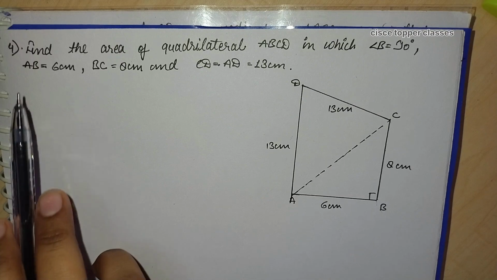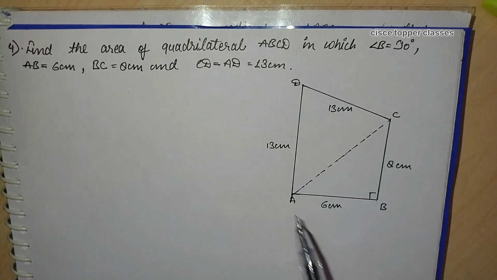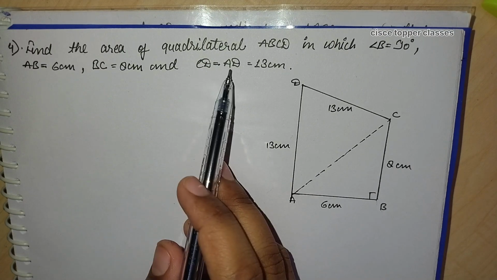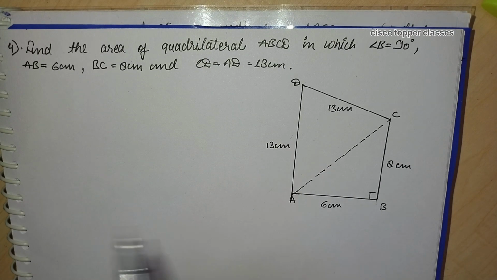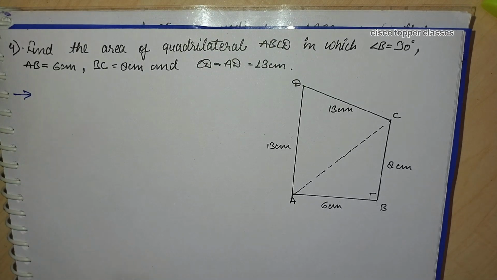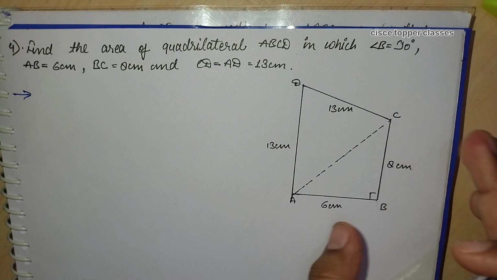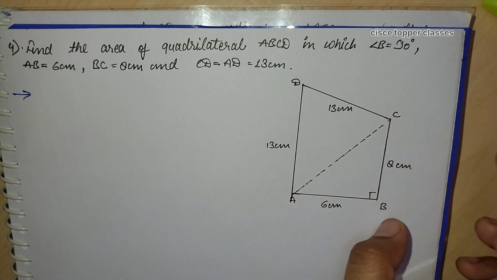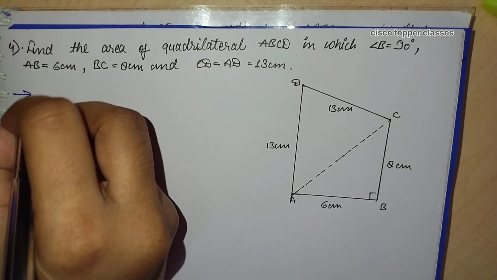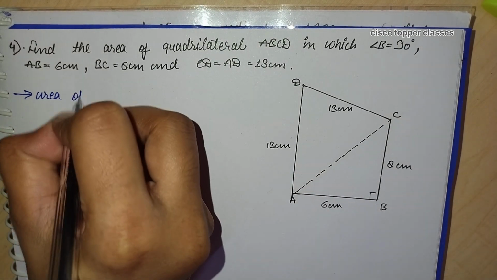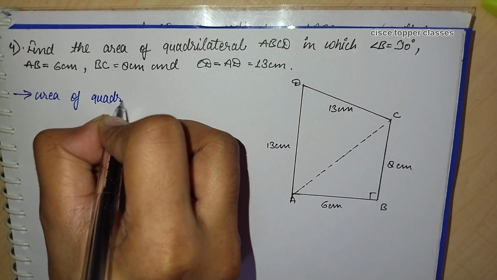Let us solve here the fourth question. We have to find the area of quadrilateral ABCD in which angle B is 90 degrees, AB is equal to 6 centimeters, BC is 8 centimeters, and CD is equal to AD, which is 13 centimeters. So here we can write the area of quadrilateral ABCD as the sum of these two triangles, ABC and ADC.